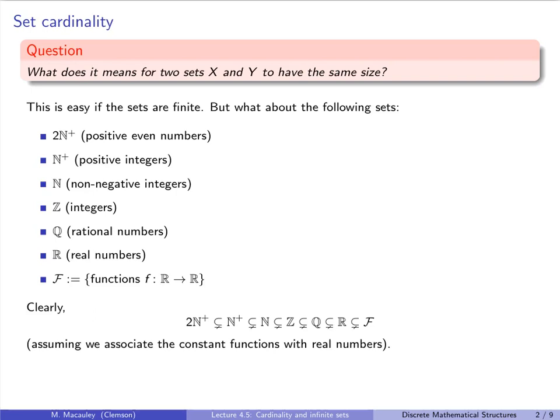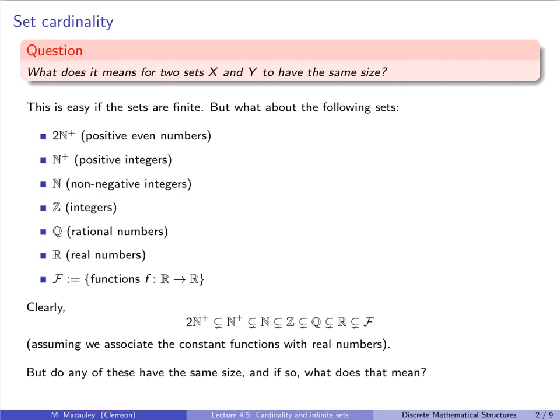Clearly, we have the following chain of strict containments, as the positive even integers is strictly contained in the positive integers, which is strictly contained in the non-negative integers, which is strictly contained in the integers, and then the rationals and the reals, and then finally the real-valued functions, assuming that we are associating the constant functions with real numbers. But let me ask you, do any of these sets actually have the same size? And if so, what does that mean?